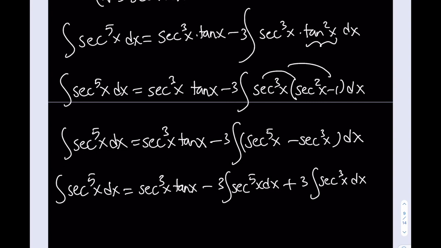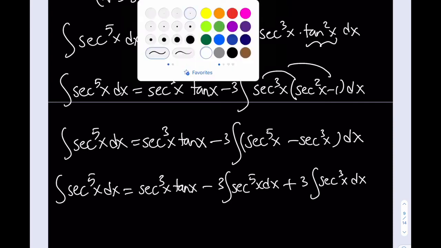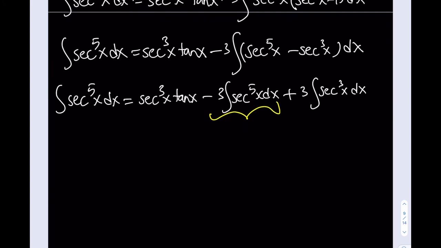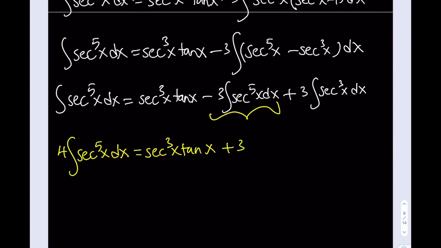Okay, cool. Is this better? Yes, of course, because what happens here is now you have the same integral that we started with. Yay, we can do that again. So add that to both sides. You'll be getting 4 times the integral of what we're looking for, whatever that is, thingy. 4 times the thingy is equal to secant cubed x tangent x plus 3 times the integral of secant cubed.